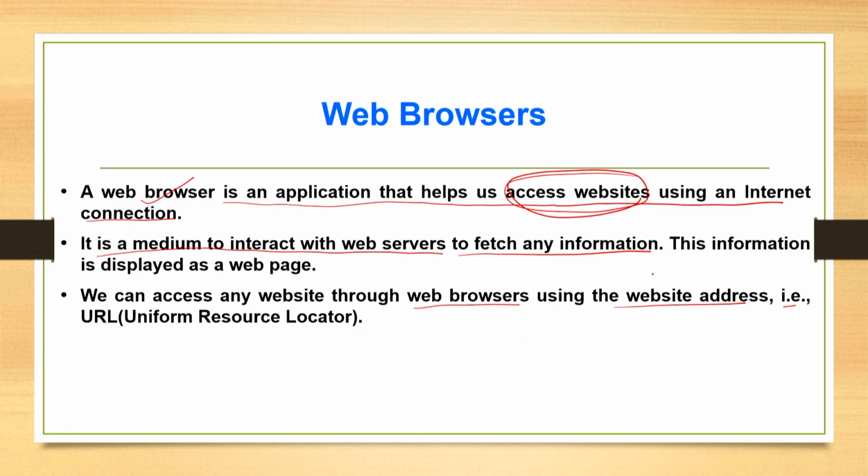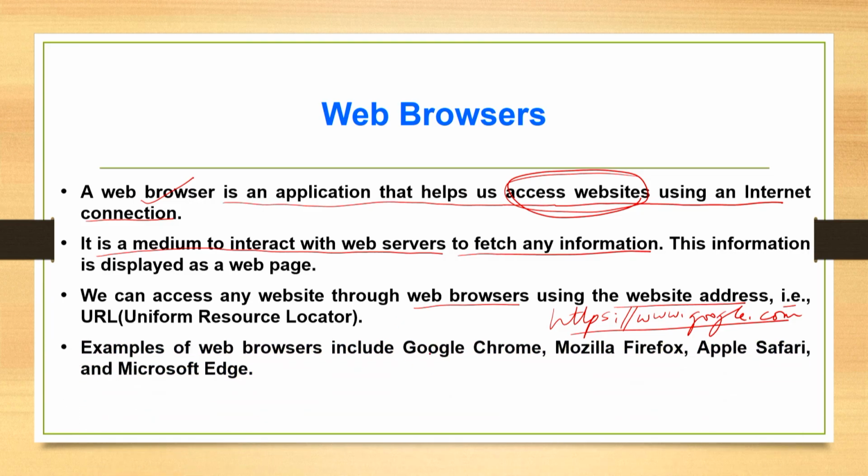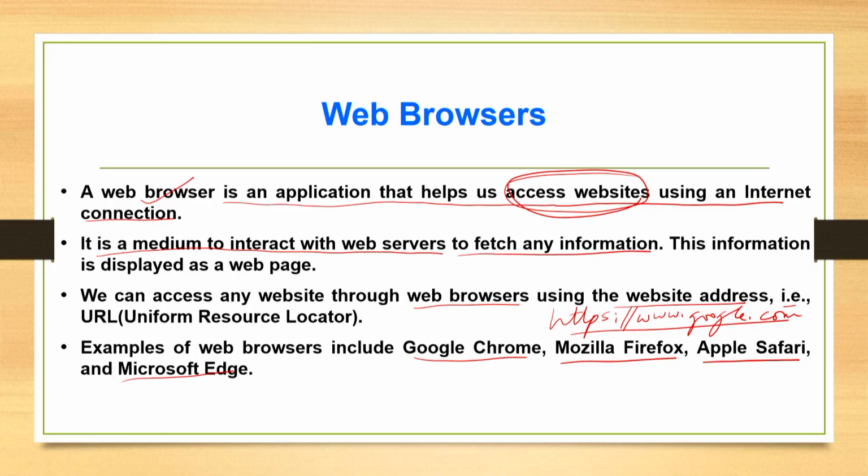For example, HTTP www.google.com. This is the URL for accessing the Google website. Examples of web browsers include Google Chrome, Mozilla Firefox, Apple Safari, Microsoft Edge. There are others also. So, basically the web browser is used for navigation purposes, to access websites by using the internet connection.